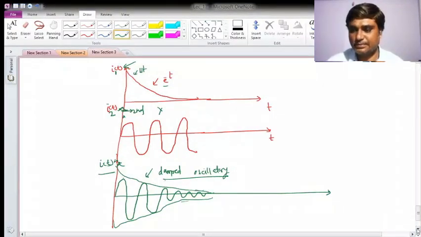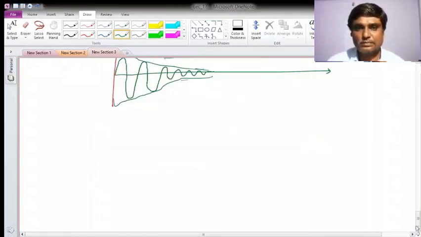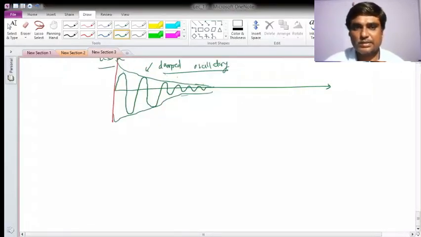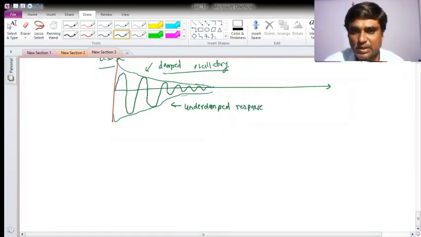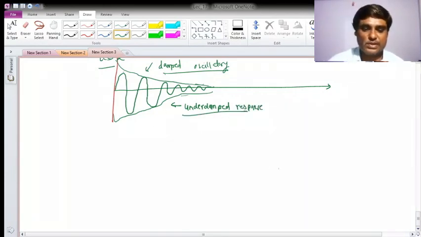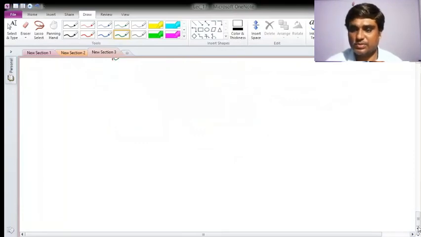Okay, or again, a very famous name you might know, it is called underdamped behavior, or underdamped system, or underdamped response. And why it is underdamped, that also we will see after this class, or in the next class.